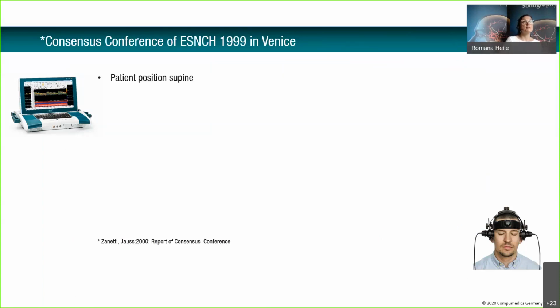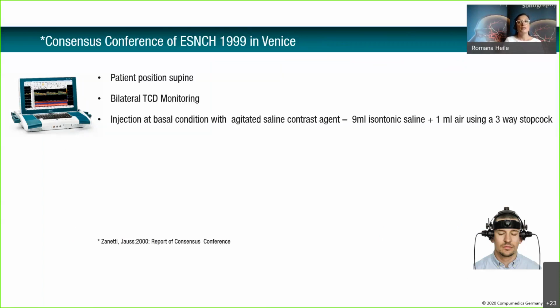So according to the consensus, the patient should be in a supine position. You should do bilateral monitoring. You need to inject a bubble mixture. And if necessary, it should be repeated with a Valsalva maneuver. That's needed if the first test in the basal condition was negative, meaning that at the first try there were no bubbles appearing.